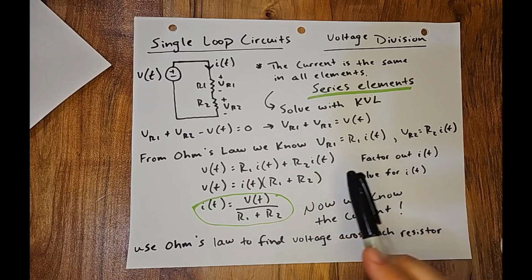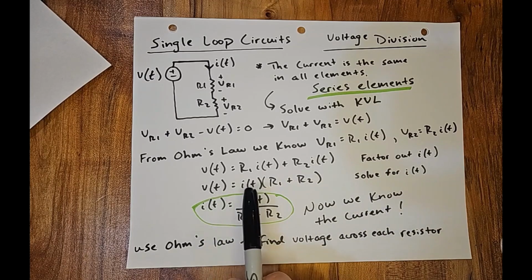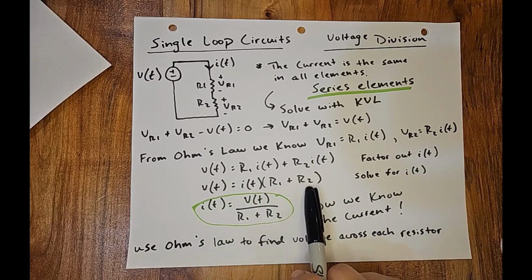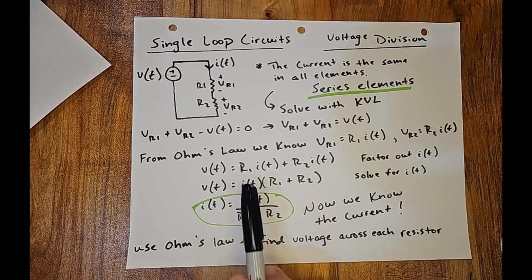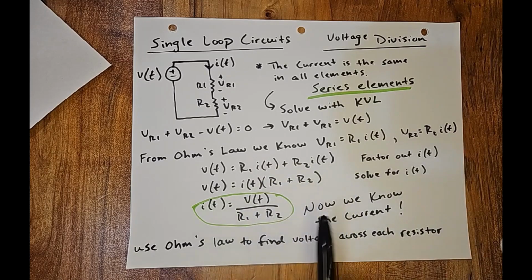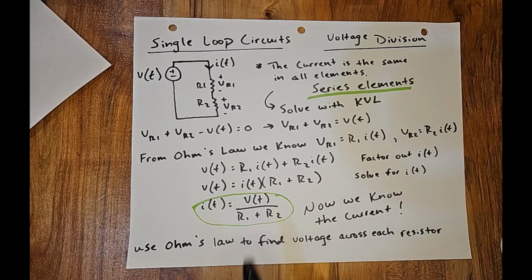That's it. Now we're going to factor out I of t. So we have V of t equals I of t times R1 plus R2. All I did was take that I of t that's here and bring it to the outside. That's it. Now we solve for I of t. That's simply V of t divided by R1 plus R2. You get I of t equals V of t over R1 plus R2.